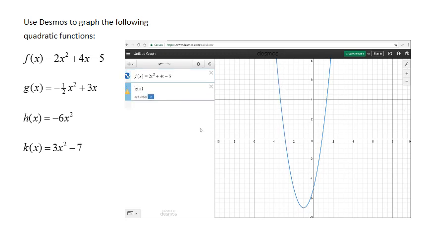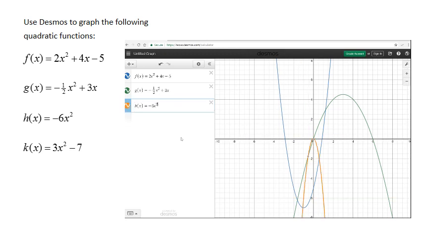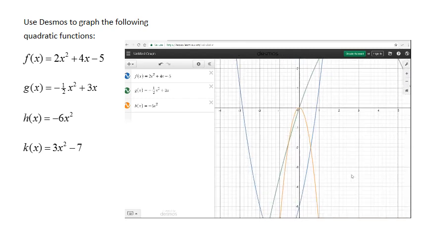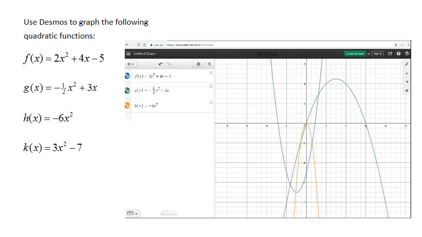G of x equals negative 1/2 x squared plus 3x. All right, we still have this curve shape. It's almost like a bowl upside down. So there's kind of a theme happening here. Let's try h of x equals negative 6x squared. Once again, we're looking at the orange graph, and we're still seeing a bowl. Again, just like the last one, it's upside down, but we do definitely have a bowl shape.